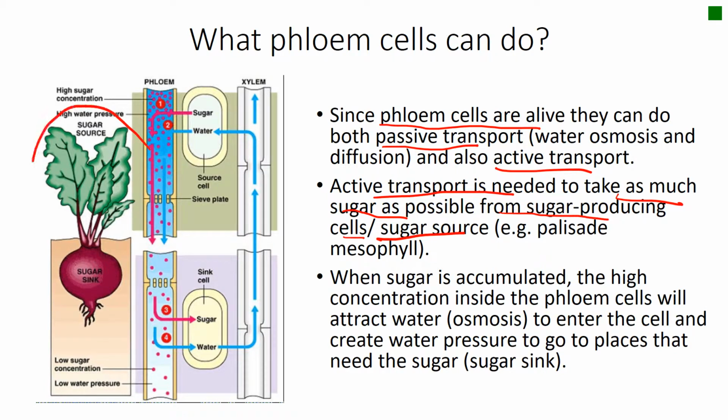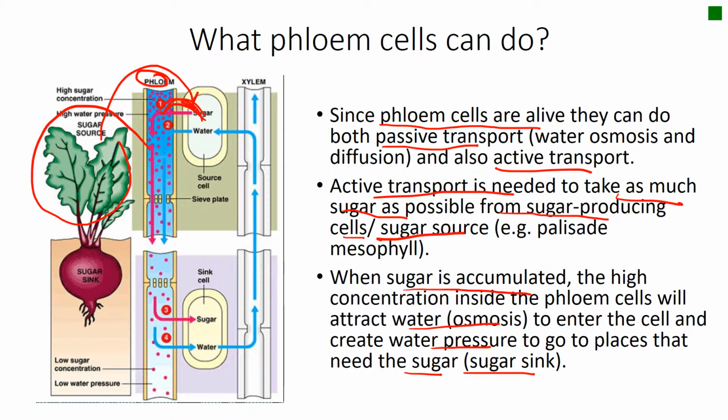Now, for example, in this picture, you can see leaves. The leaves have palisade mesophyll as the main photosynthetic site. Because of that, they must have lots of sugar. And phloem will do active transport to take most of the sugar. Alright, next, when sugar is accumulated inside the phloem cells, the high concentration inside the phloem cell will attract water to do osmosis to enter the cell of the phloem and create water pressure to go to places that need sugar. And the cells that need sugar are called sugar sink.